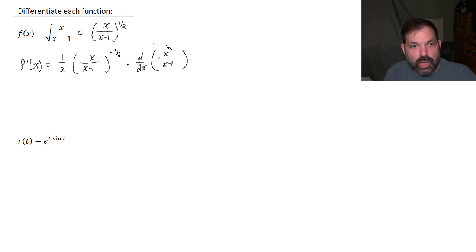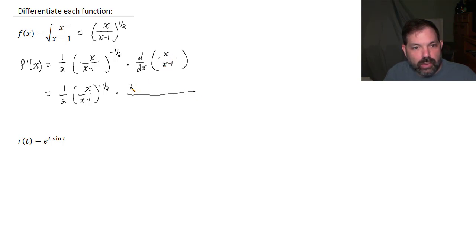Now, the chain here, the differentiating with respect to x of x over x minus 1, within that chain, I have to apply a quotient rule. All right, so this is where things get more complicated. I'm having to use multiple rules here to calculate this derivative. I'm just going to leave this first factor alone, 1/2 times x over x minus 1 to the negative 1/2 power. All right, now let's apply the quotient rule.